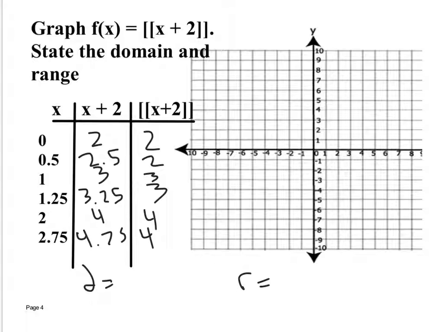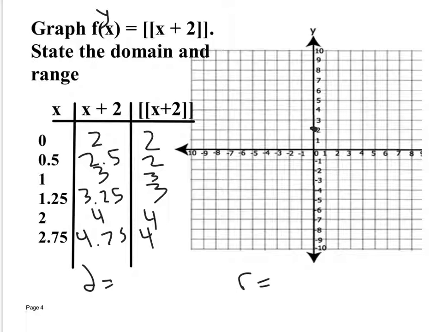So I go to 0 on the x right here. And what's my y? What does it say the y is? What would this be? Because remember, f of x I can always replace with y if you forget. So what would 0 for x give me? 2. So I put a closed dot at 2 because that's what's included.